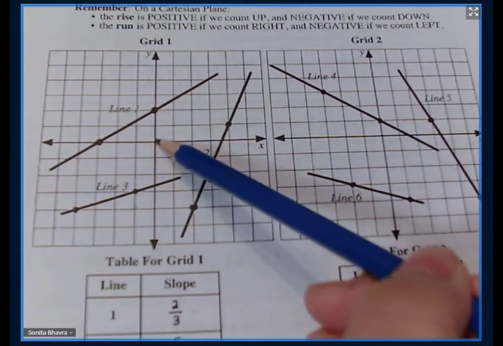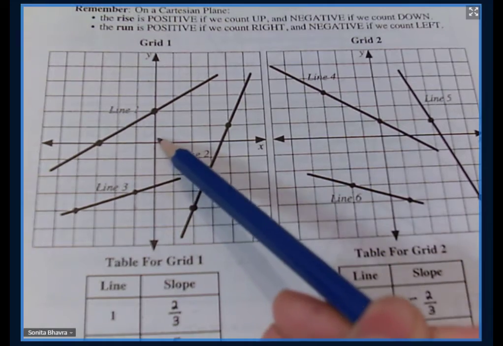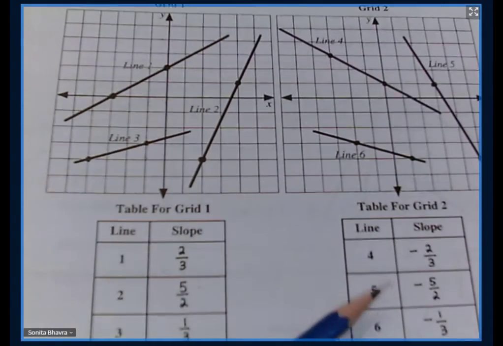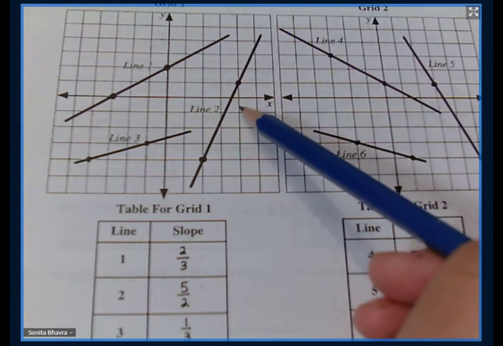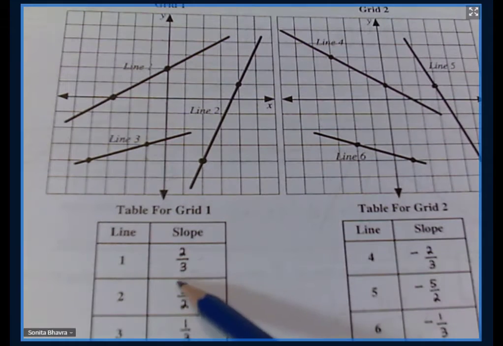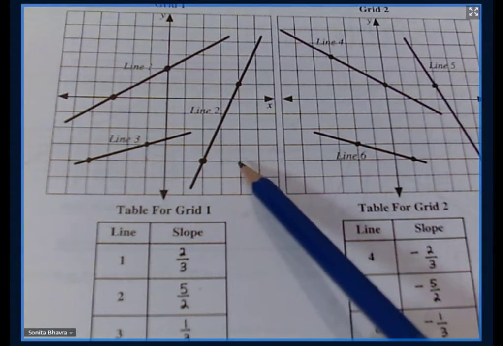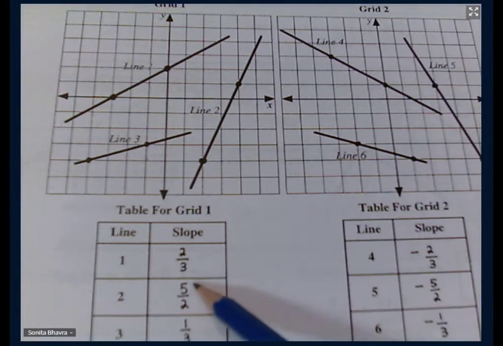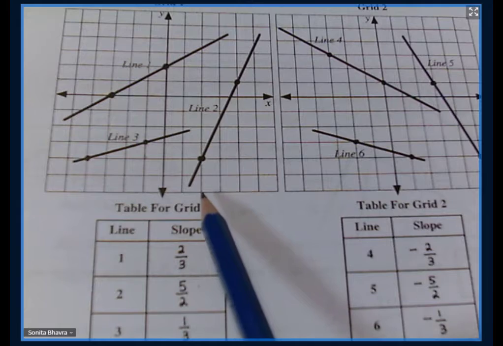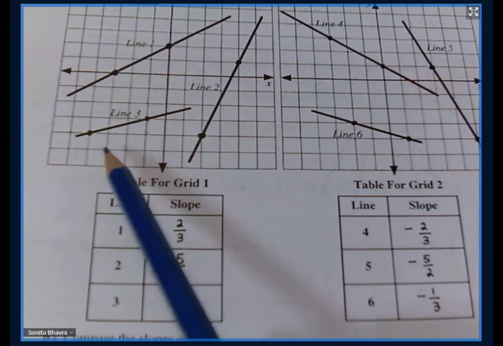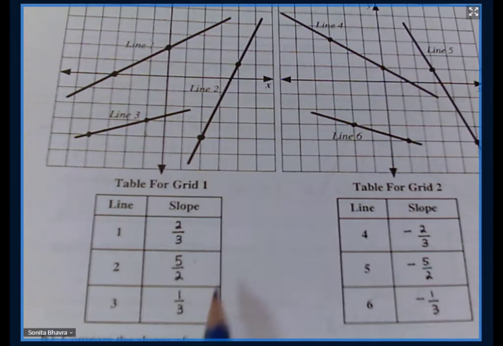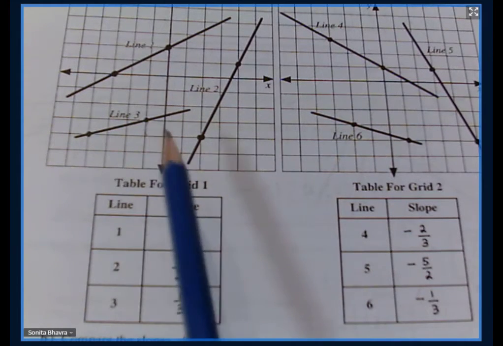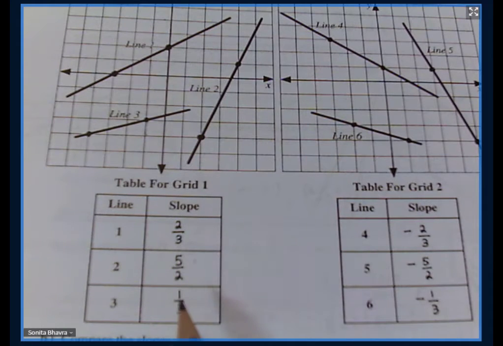Our rise is 2: 1, 2, and our run is 3: 1, 2, 3. So our slope for line 1 is 2 over 3. Line 2, our rise is 1, 2, 3, 4, 5. Our rise is 5, and our run is 2: 1, 2. So our slope is 5 over 2. Line 3, our rise is just 1, and our run is 1, 2, 3. So our slope is 1 over 3. The pattern here is that all of these lines that go up from left to right have a positive slope.